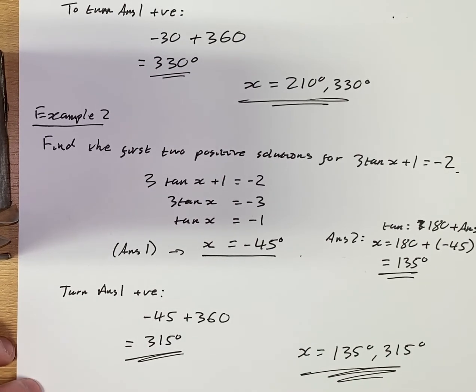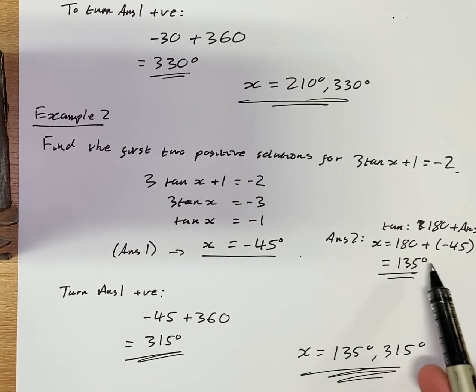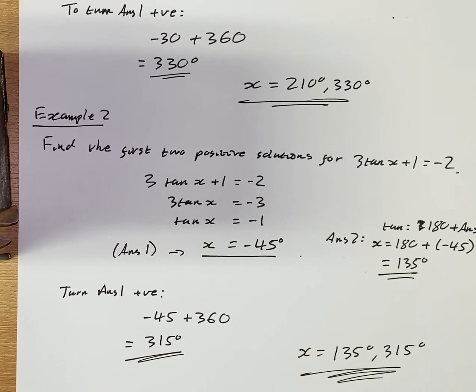Simple as that, folks. So just remember, answer 1, find it as normal. Answer 2, same as we did in the last lesson. And then after you've found your answer 2, you can go back to answer 1 and change it to its positive equivalent. Just as long as you make sure you're doing things in that order, you're going to be absolutely fine.